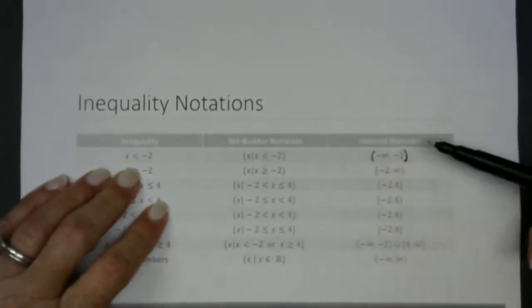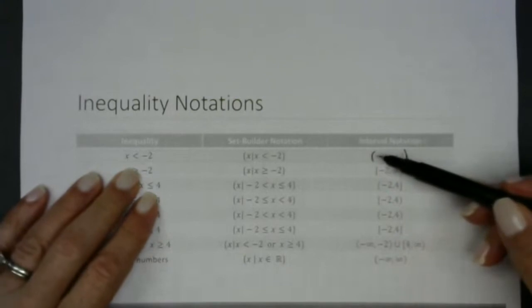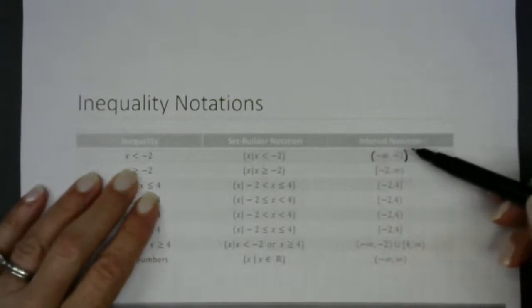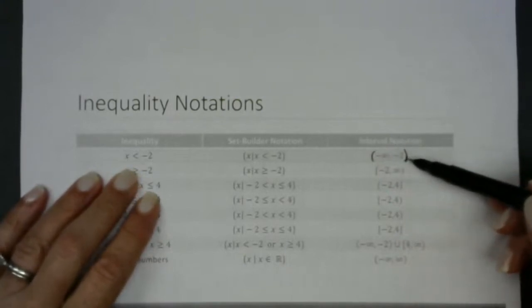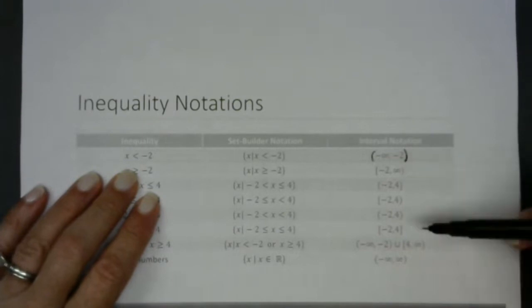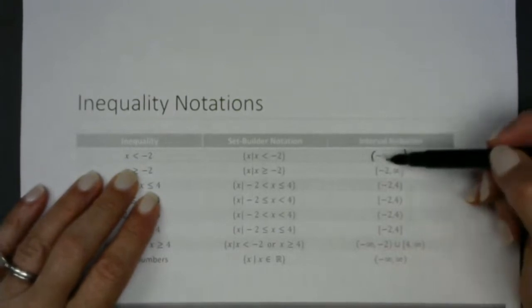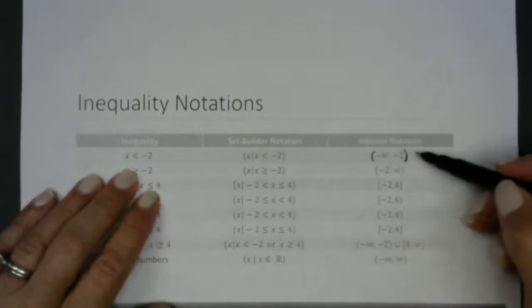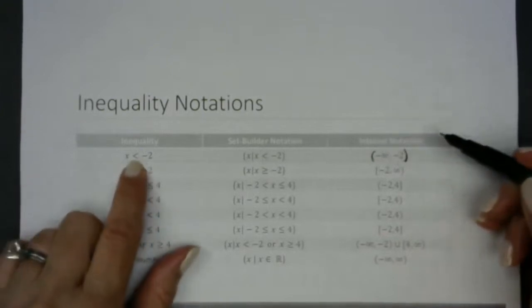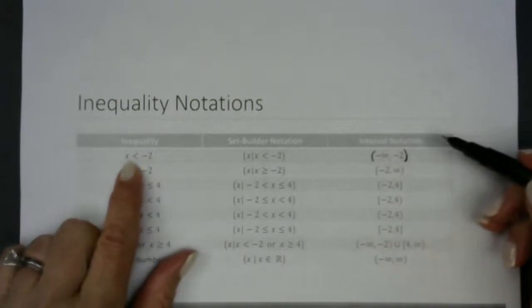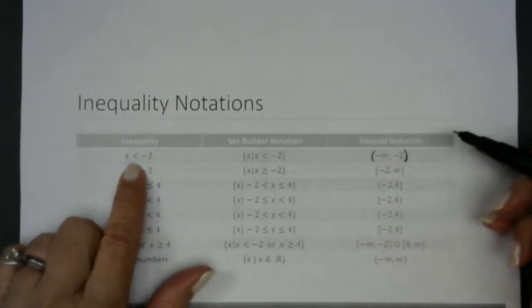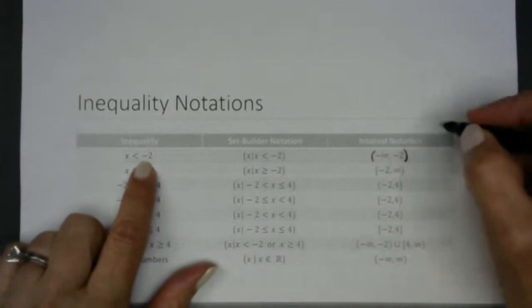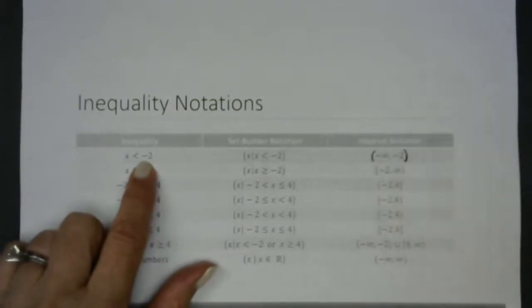The parenthesis indicates that we want all the values in between these two endpoints, but not including the actual endpoint itself. We can't include -infinity, of course, because it's a concept. We can never reach -infinity. And here, because it's not x less than or equal to -2, but only less than -2, we must exclude the actual value of -2.